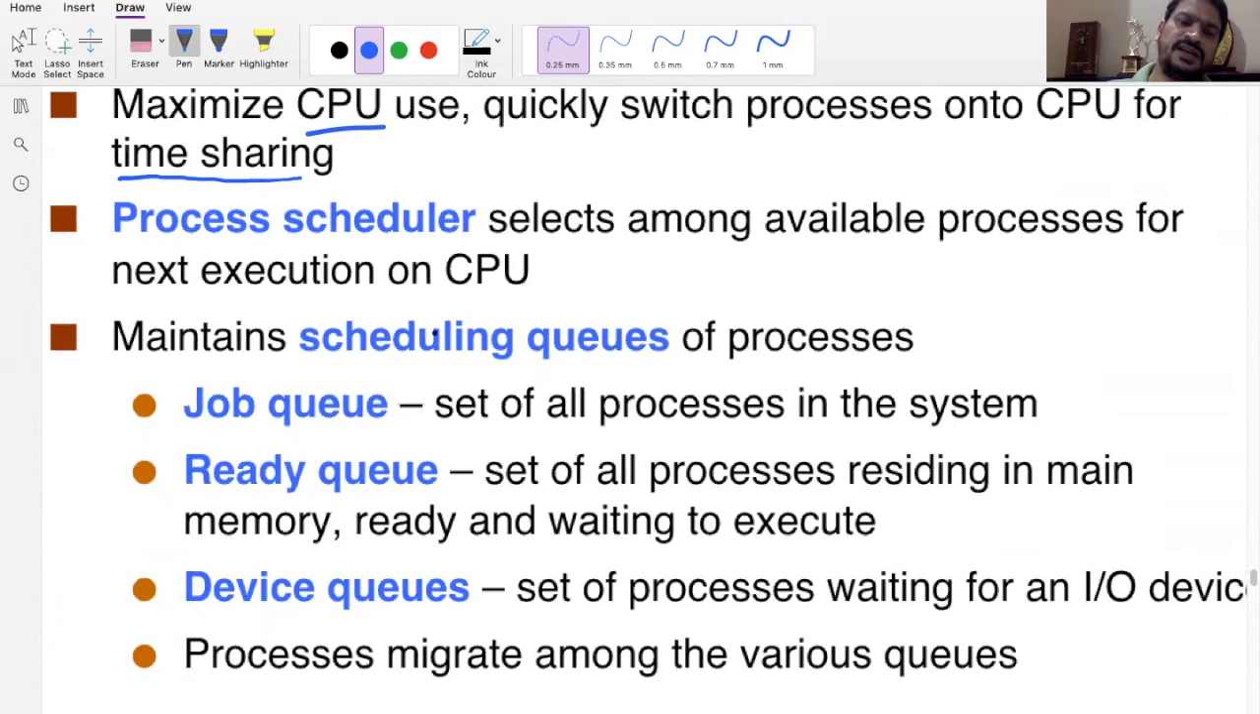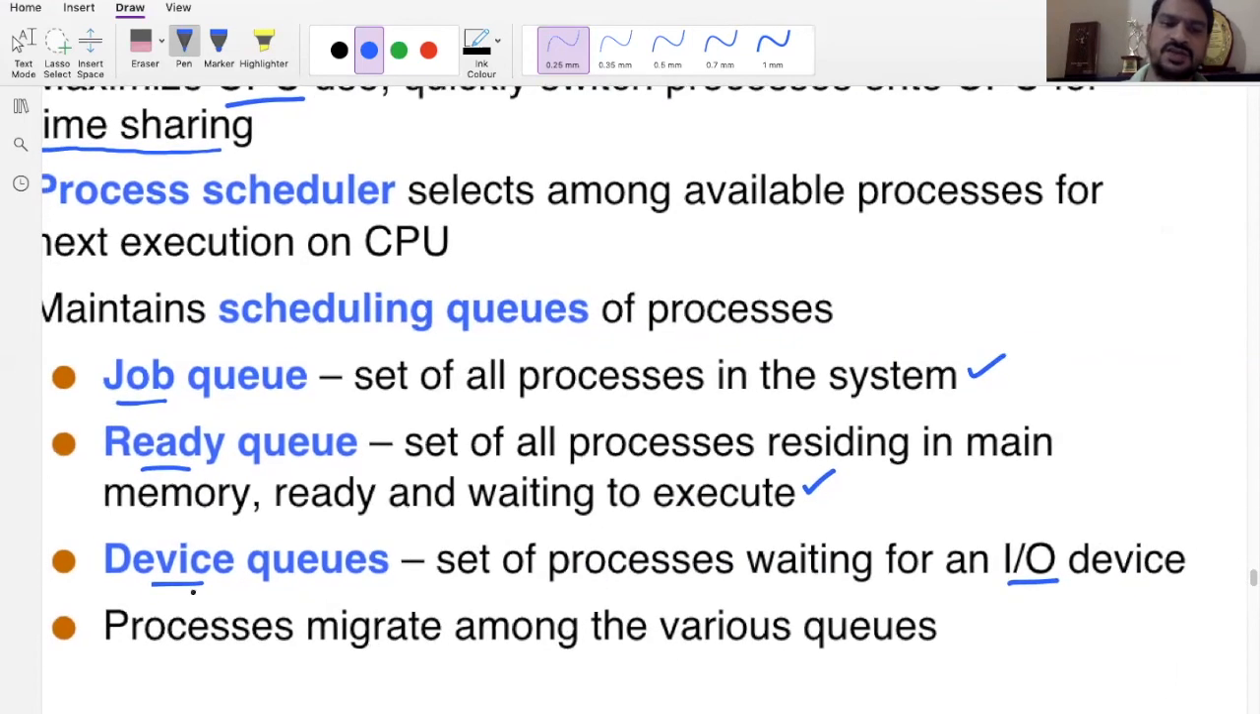We have to maintain different queues, like the job queue, the ready queue, and the device queue. What is the job queue? It is the set of all processes in the system, that is, the new state. The ready queue is the set of all processes residing in the main memory, ready and waiting for execution. The device queue means if some process is waiting for an IO operation or IO device, it will be in a device queue.